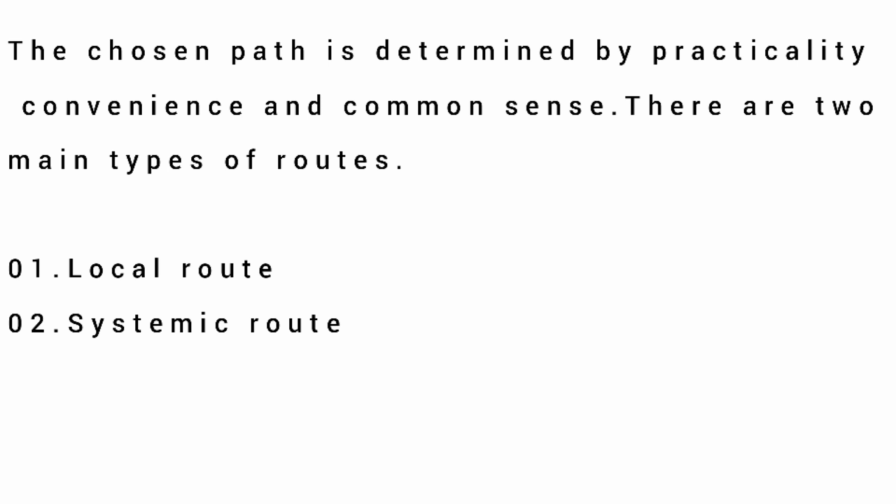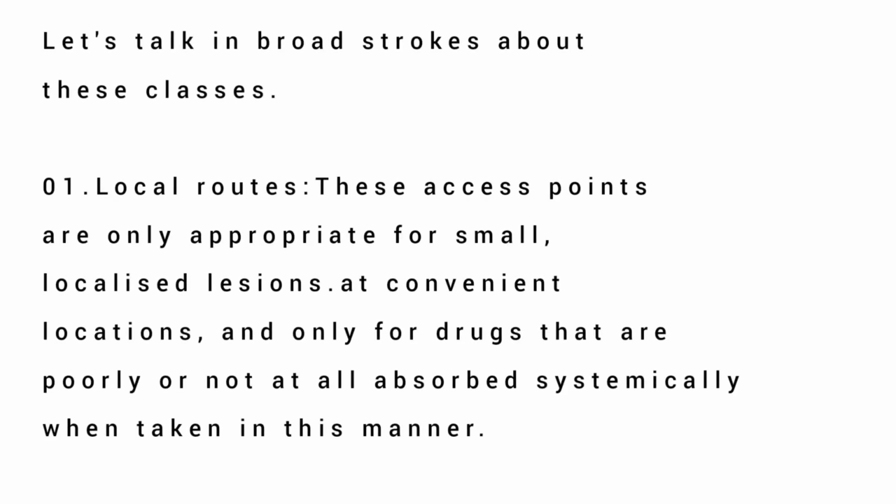There are two main types of routes. First and foremost, local routes, and second, systemic routes. Let's talk in broad strokes about these classes.